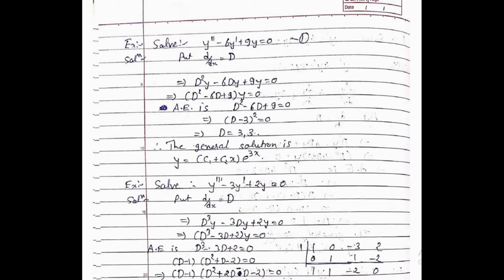This is real and repeating, therefore the general solution is given by (c1 + c2x) e raised to minus 3x. So please remember, in the case of repeating roots, you have to write down c1 + c2x.